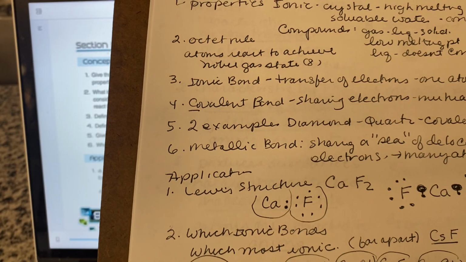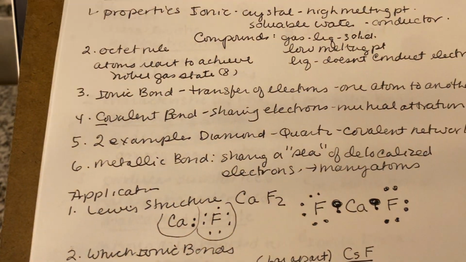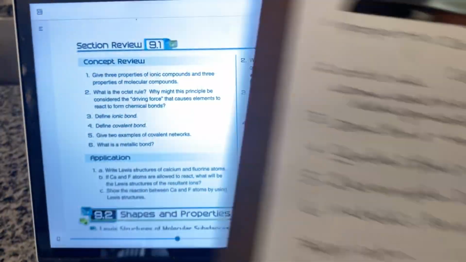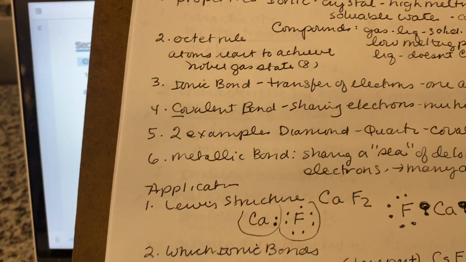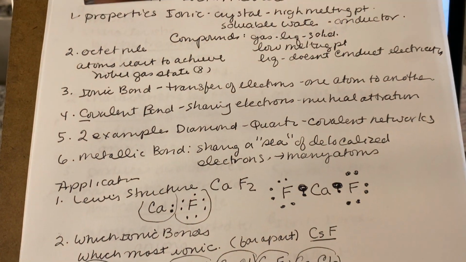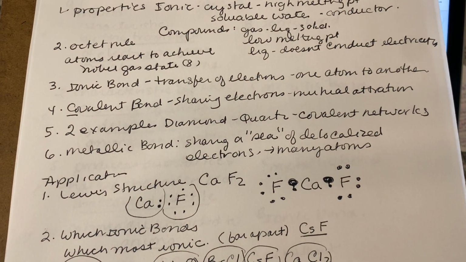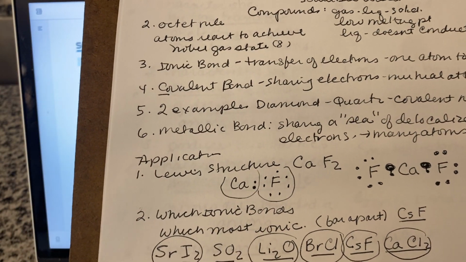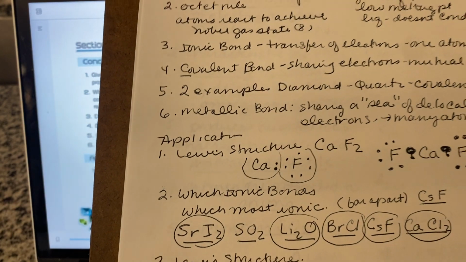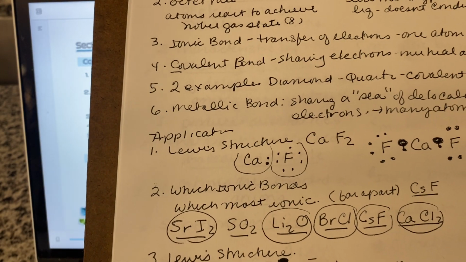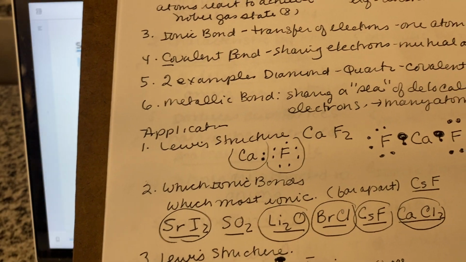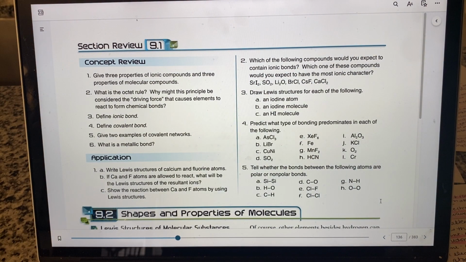Ionic bond is the transfer of electrons from one atom to another. You see that there? And then on to define covalent bond. Covalent bond is the sharing of electrons. To have a mutual attraction to each other, they share. Co means share, actually. Cooperate means sharing. So covalent means your valence. So you're sharing valence electrons.